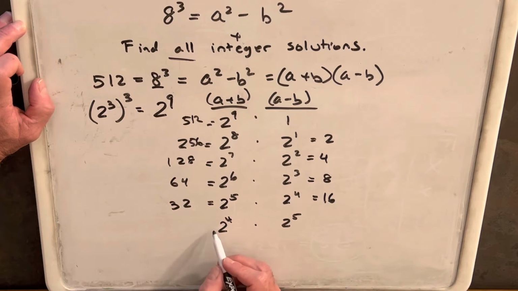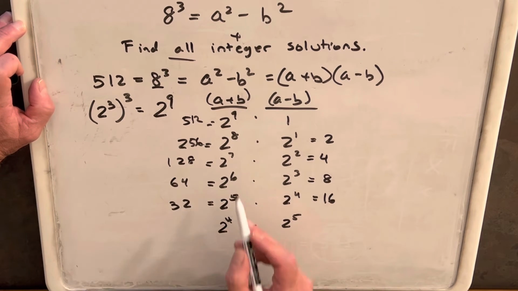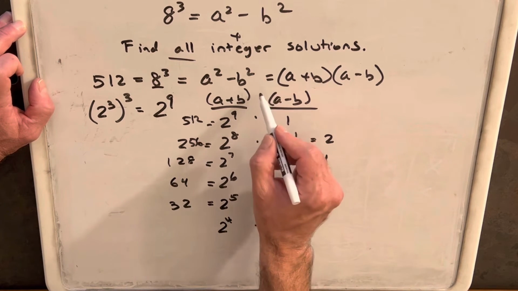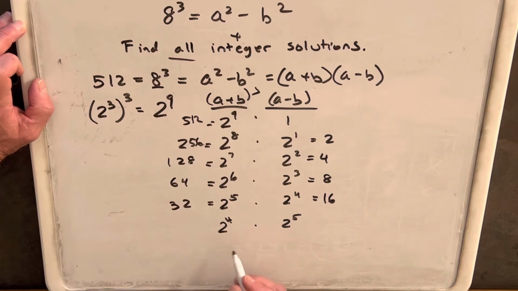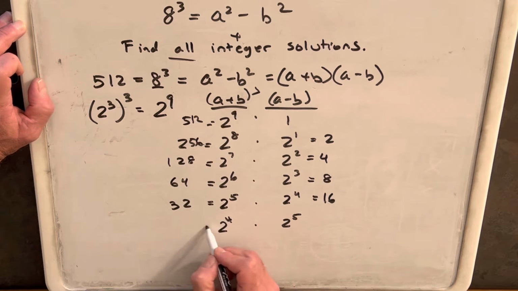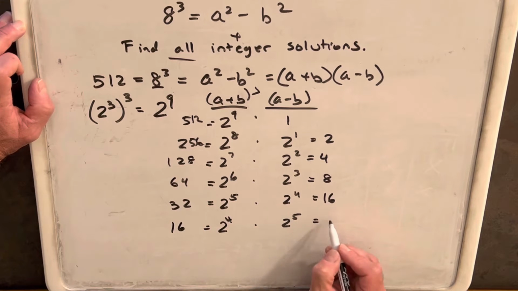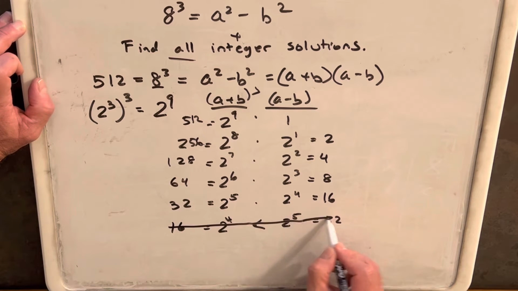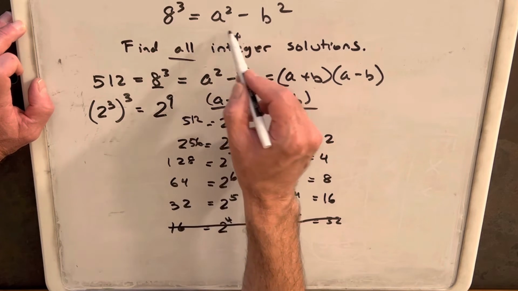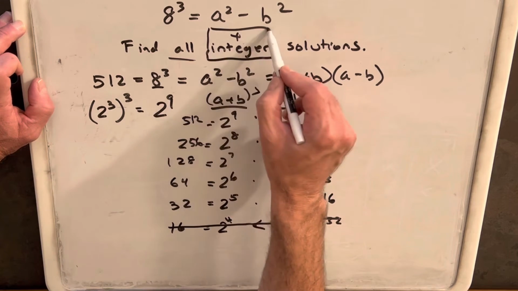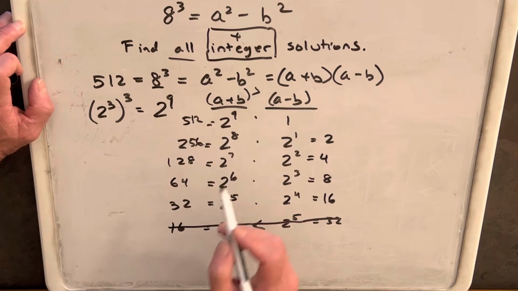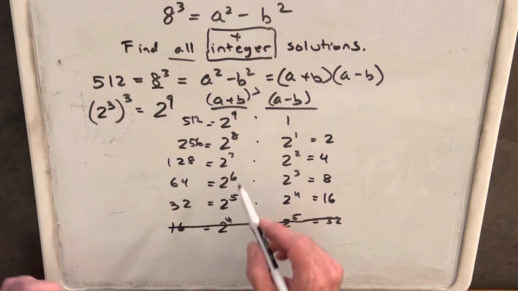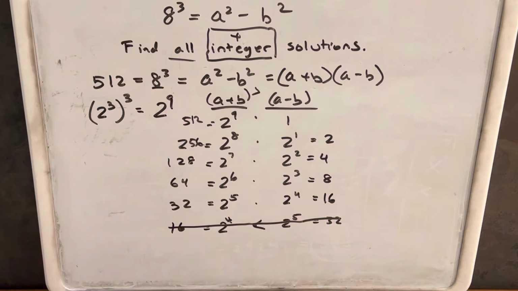But actually, you'll notice we run into a problem here because a plus b is always greater than a minus b. And then here we have 16 and 32. That doesn't make sense because we end up saying that a plus b is less than a minus b, which is impossible, because at the beginning we said we're only looking for positive integers. And so we can just stop at that and look at these 5 cases.